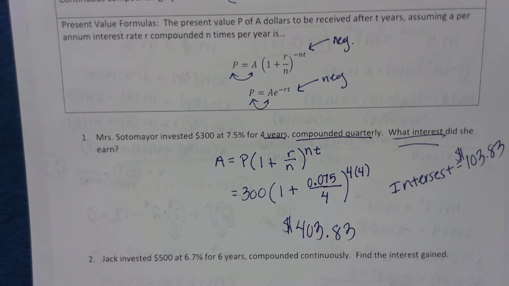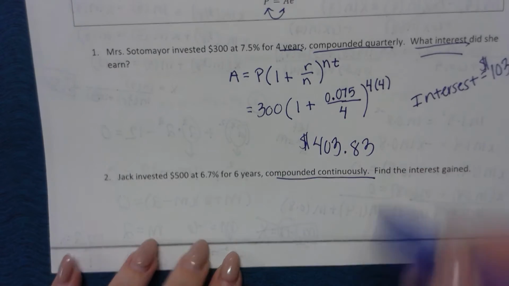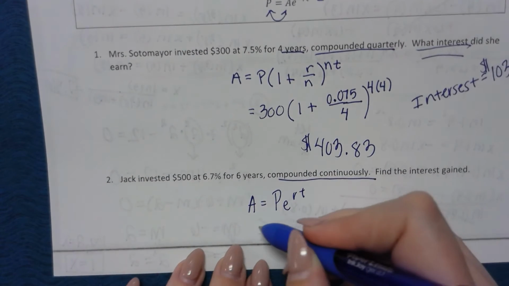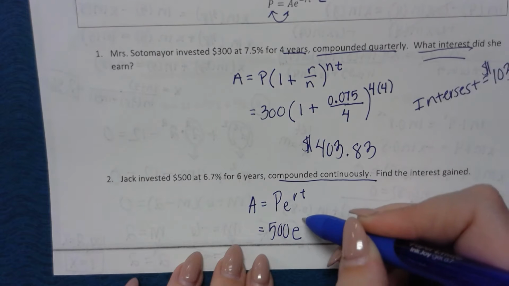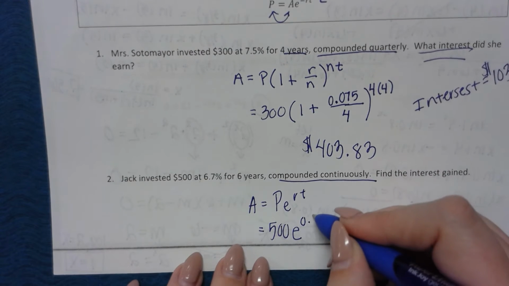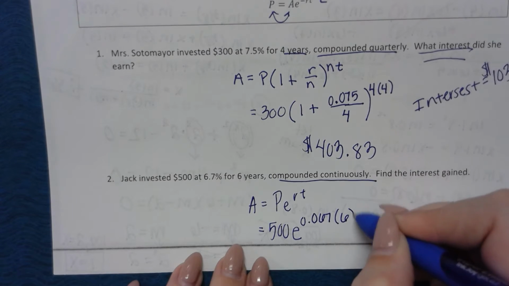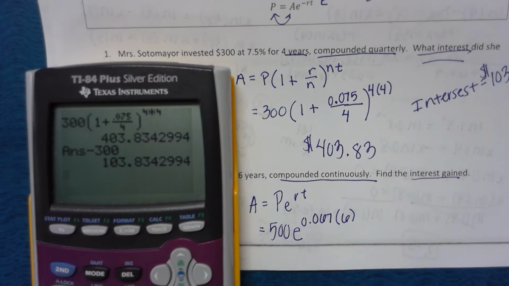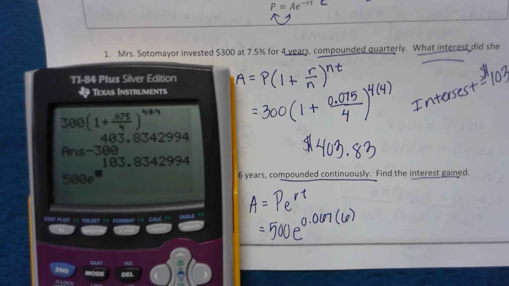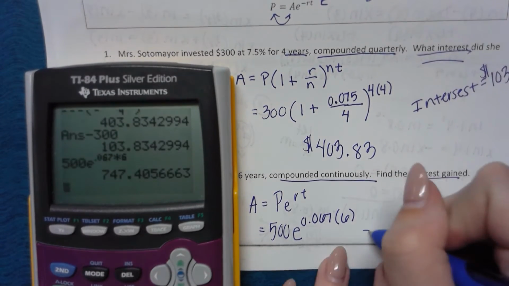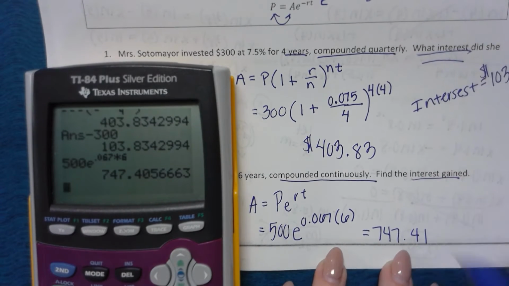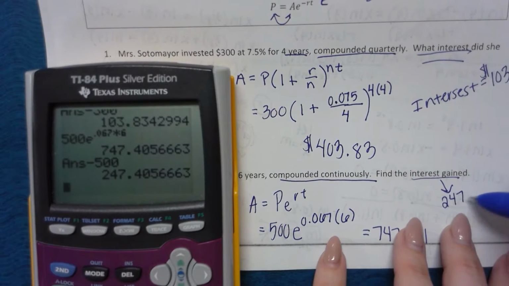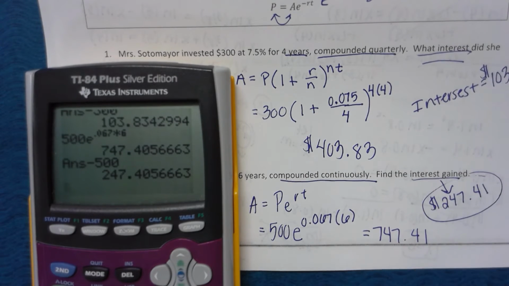Okay, now example 2 here, this time it's being compounded continuously, so we're going to use PERT. P-E to the R-T, PERT. So now Jack is investing $500, at a rate of 6.7%, which would be 0.067 for 6 years. Find the interest gained. So once again, we're going to plug that into our calculator. 500 e to the... so he gained an interest of $247.41. That's the amount that he gained.